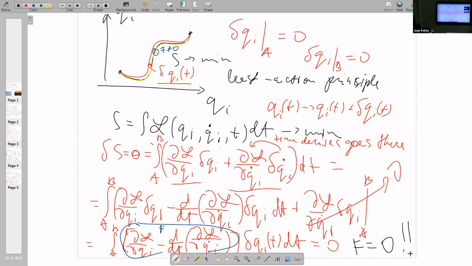Okay, only if f is 0 everywhere, and then for any i and any time point t, our variation is 0 for whatever variation we have. And this is what is called variational calculus. Yes, so the variation works like a test function. A variation is a very small change in the function.